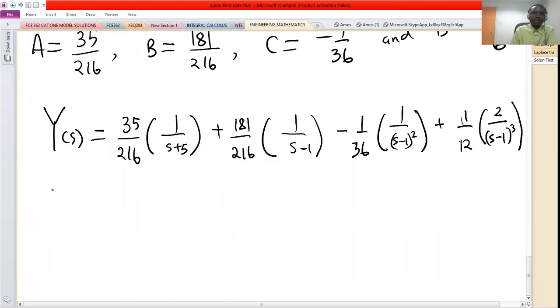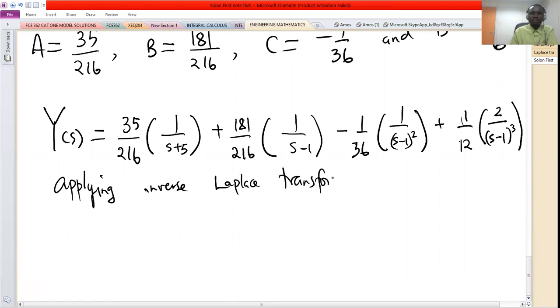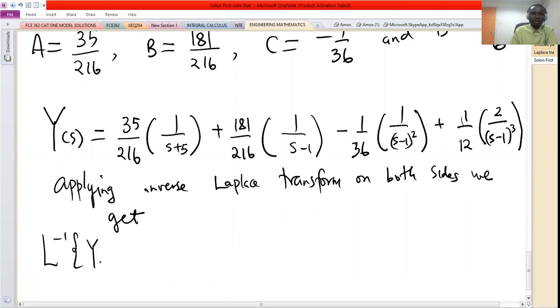So applying the inverse Laplace transform on both sides, we get the inverse Laplace of Y of s, which would be y of t.